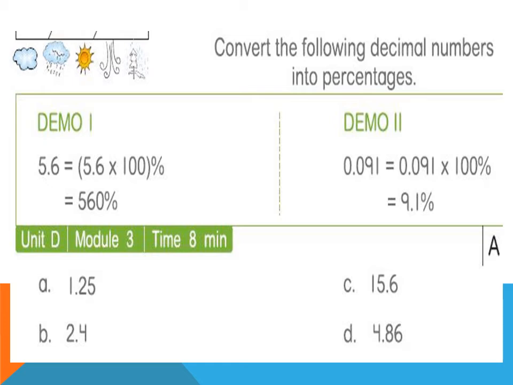In the same way, look at demo number 2. 0.091, we have to convert this decimal number into percentage. Same method, we will multiply it by 100% and we will get 9.1%. In the same way, pause the video for, see, here the time is given 8 minutes, but you don't need 8 minutes to solve this. Pause the video for 5 minutes. Solve all the 4 problems of module number 3 by yourself.